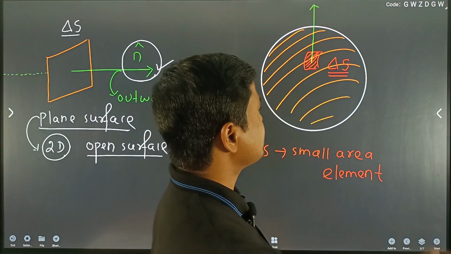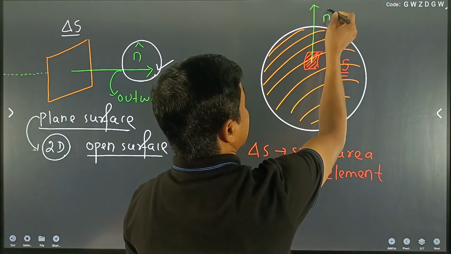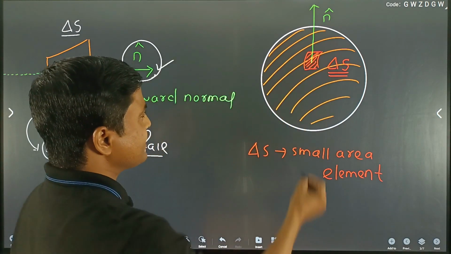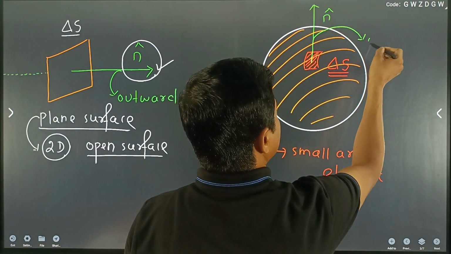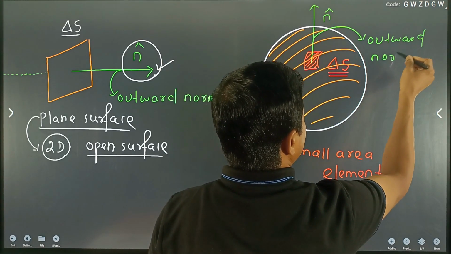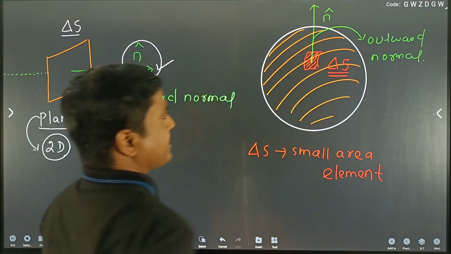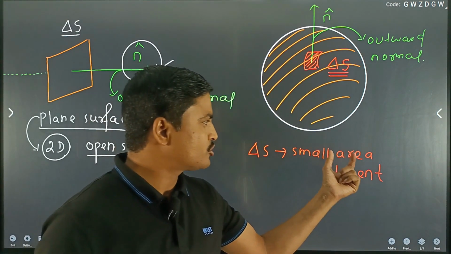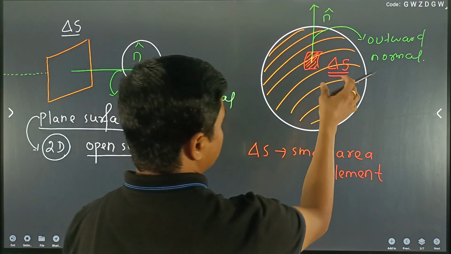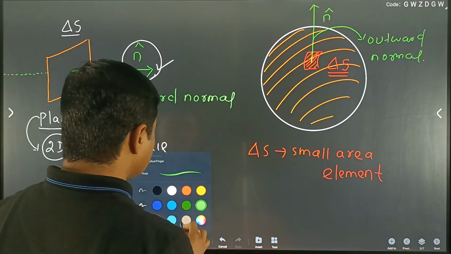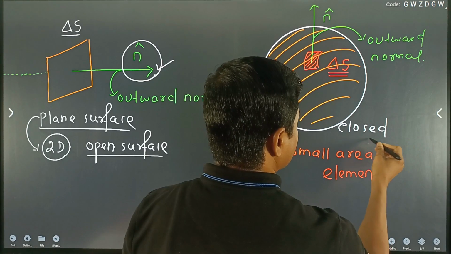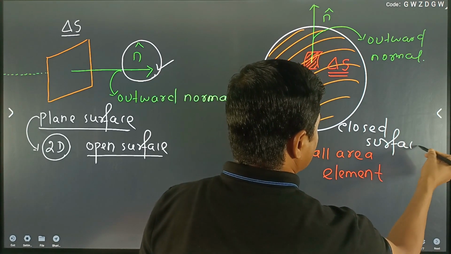Then for direction we write n cap, because n cap, you know, is the unit vector and that gives the direction. And this outward normal gives the direction of small area element. Clear? And a spherical surface is a closed surface. This one is a closed surface.